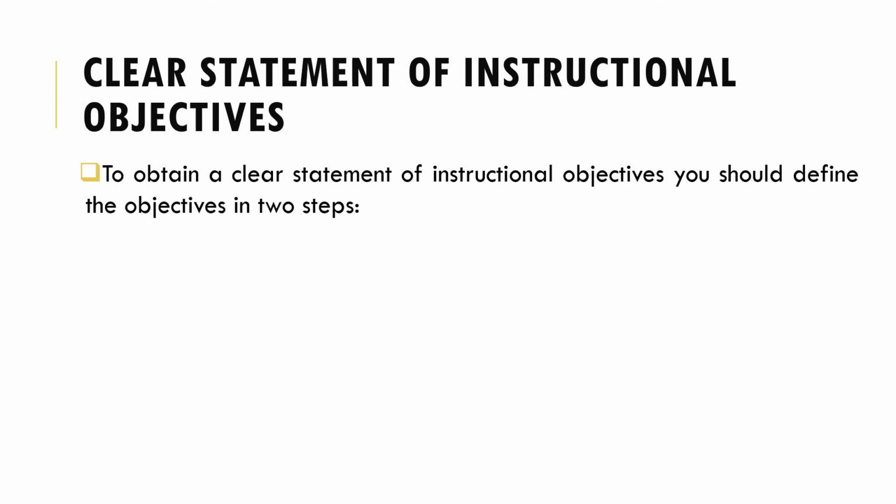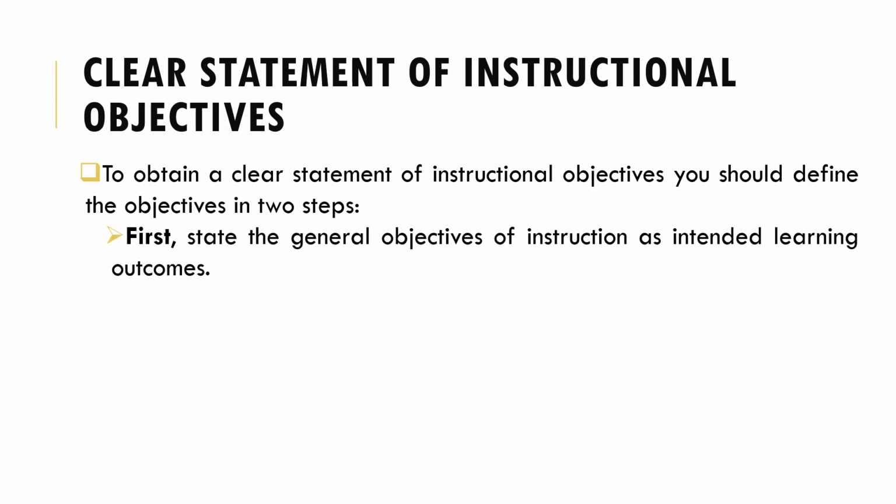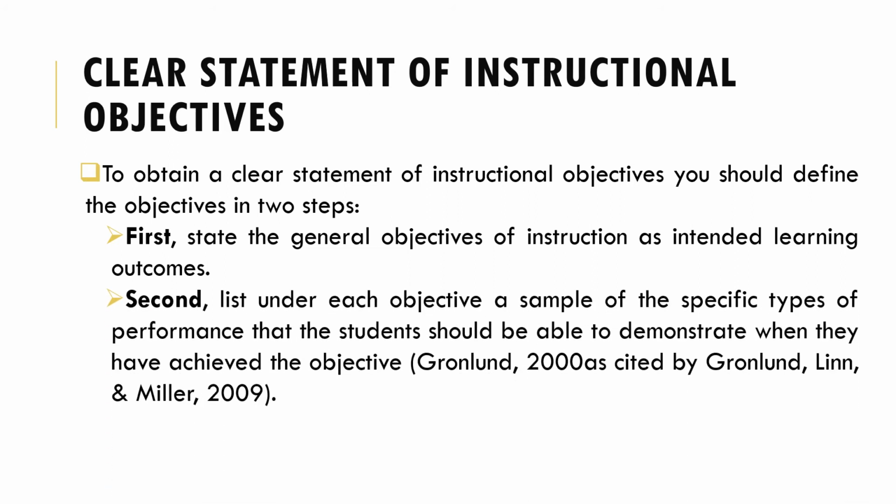So to obtain a clear statement of instructional objectives, you should define the objectives in two steps. The first one is state the general objectives of instruction as intended learning outcomes. You state the general objective. The second one, list under each objective a sample of the specific types of performance that the student should be able to demonstrate when they have achieved the objective. Again, this is according to Gronlund 2000 as cited by Gronlund, Lin, and Miller 2009.